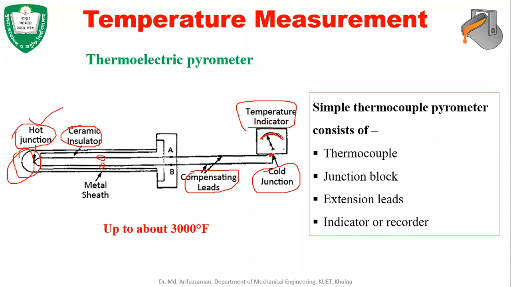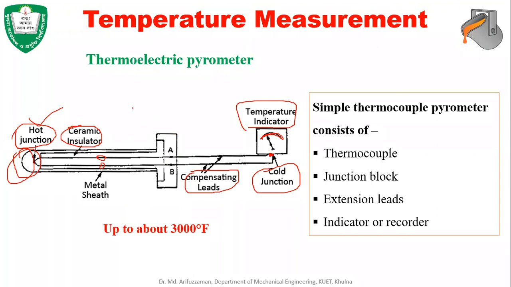There are two different conditions. Two different materials are connected in two different regions, and the temperatures of those two regions are different. Because of these two conditions, the thermoelectric effect comes into play, and a voltage is generated between these two terminals and displayed here. You raise the temperature, the voltage increases. You decrease the temperature, the voltage decreases.